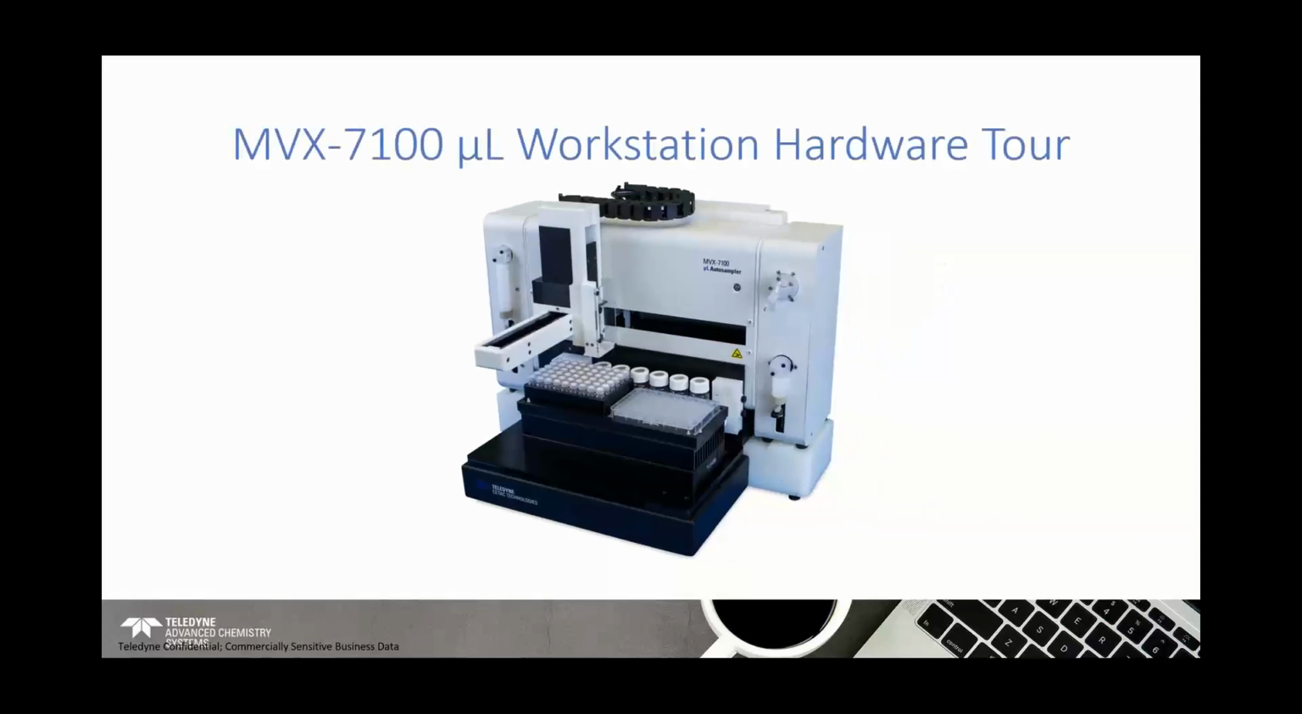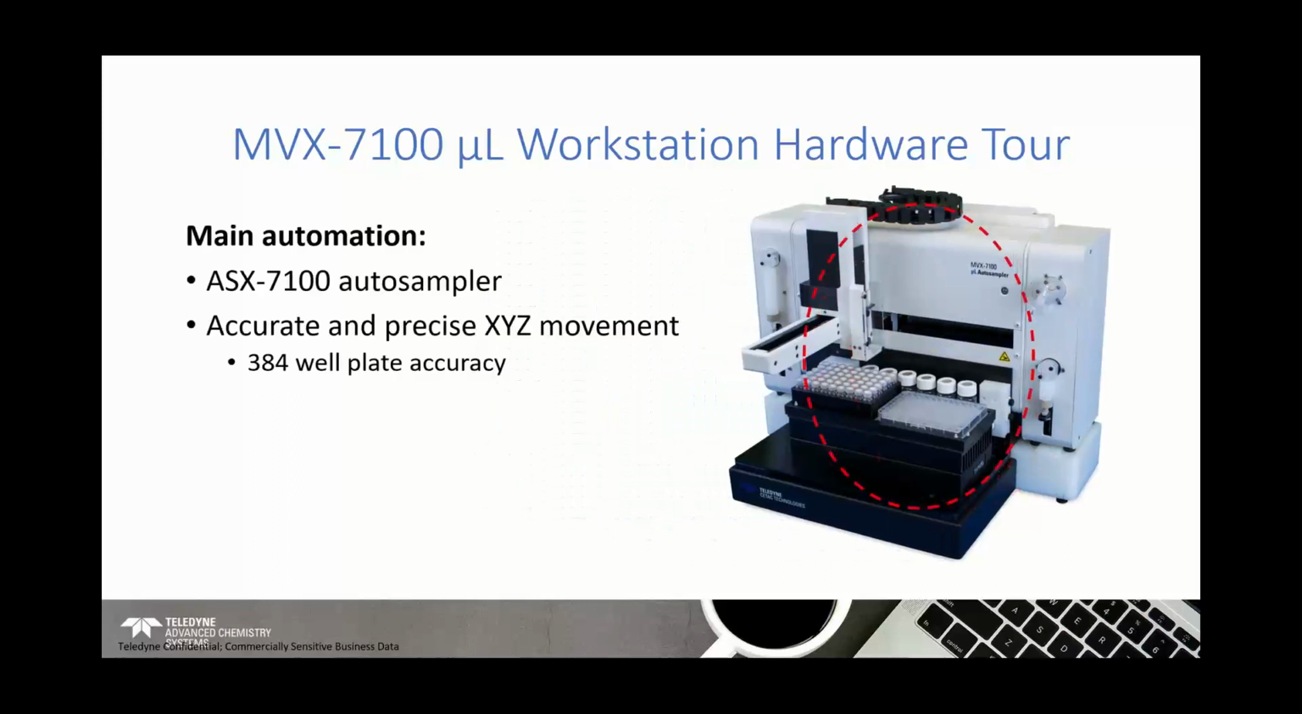So, a quick tour of the hardware. I mentioned 384 well plates. Essentially, this is the central piece of automation. It's accurate and precise enough to sample from a 384 well plate. So I think that's probably the best measure of this, actually. If you're specifically interested in accuracy and precision down to a certain measure in terms of millimeters, please let me know and I can provide you that information. But it will accurately and precisely sample from a 384 well plate.